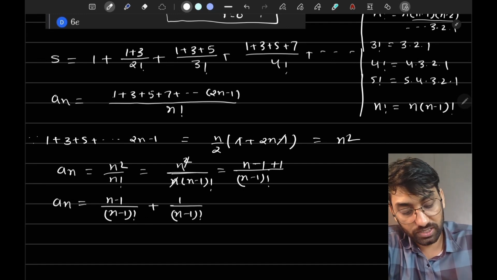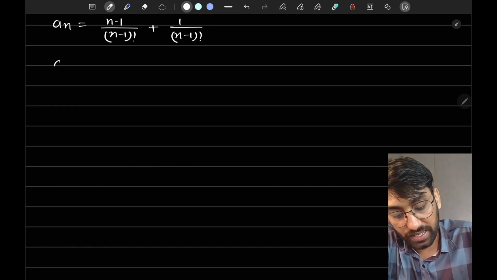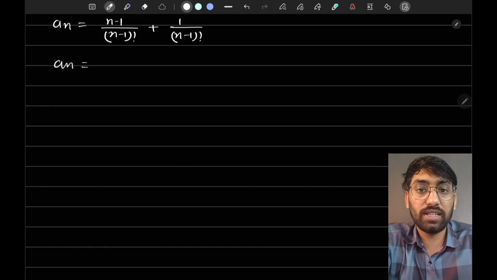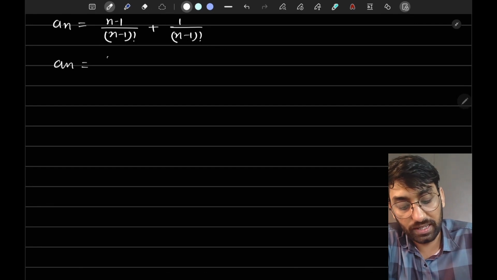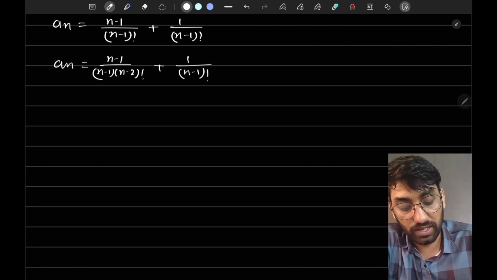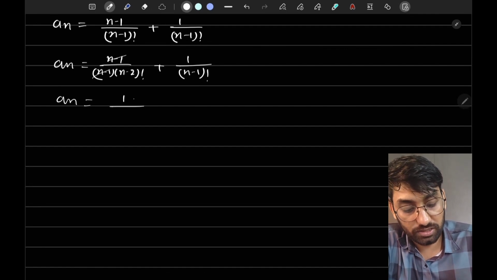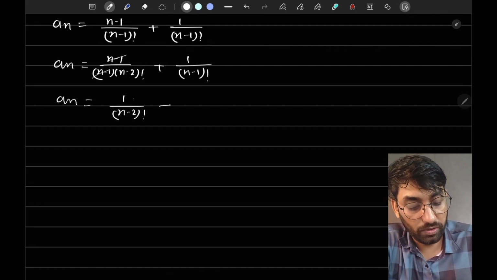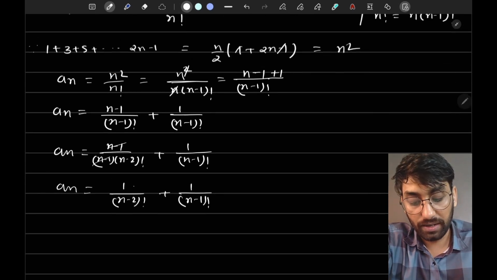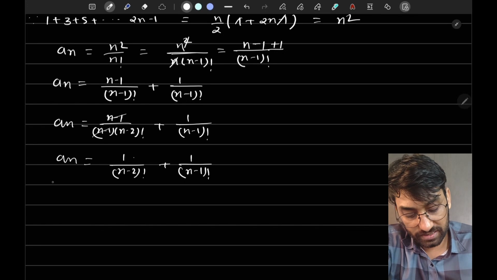Correct? Now, n minus 1 factorial can be written as n minus 1 into n minus 2 factorial. So here I get n minus 1 upon n minus 1 into n minus 2 factorial plus 1 upon n minus 1 factorial. The n minus 1 cancels, so an becomes 1 upon n minus 2 factorial plus 1 upon n minus 1 factorial. I hope this is clear. Now, what I want is to find s, and s is nothing but what?